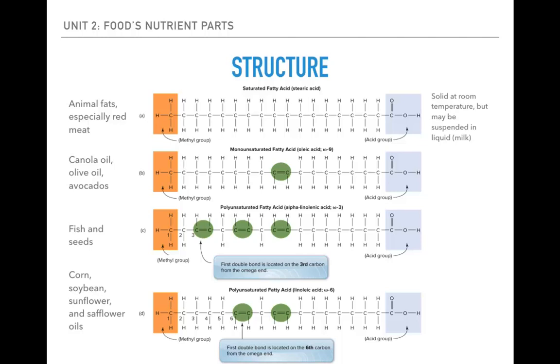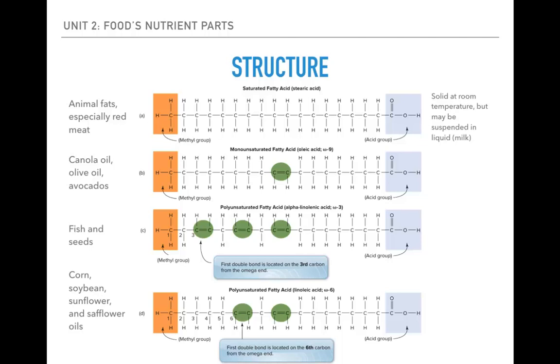And if there are multiple double bonds, as you can see in the third and fourth molecule here, it is polyunsaturated. And the name of these polyunsaturated fatty acids is based on where the first double bond is. If it's at the third carbon, it's called an omega-3 polyunsaturated fatty acid. And if it's at the sixth carbon, it's called an omega-6 polyunsaturated fatty acid.